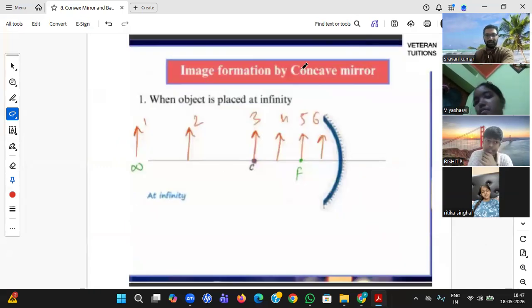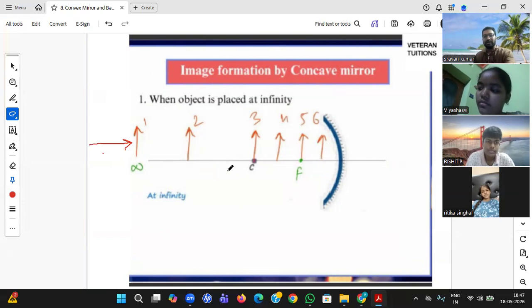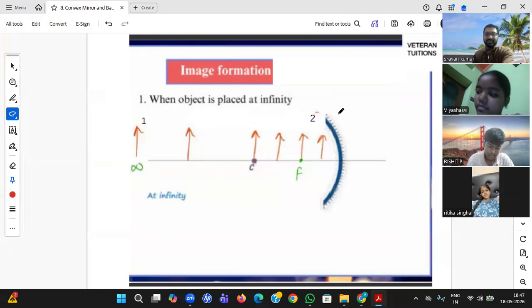So students, in the concave mirror, how many cases did we have? 6 cases. Slowly, whenever I was moving from infinity towards the mirror, all the image properties were changing. We divided it into 6 cases finally, from infinity to the mirror. But here in the convex mirror, we have only 2 cases. What does that mean?